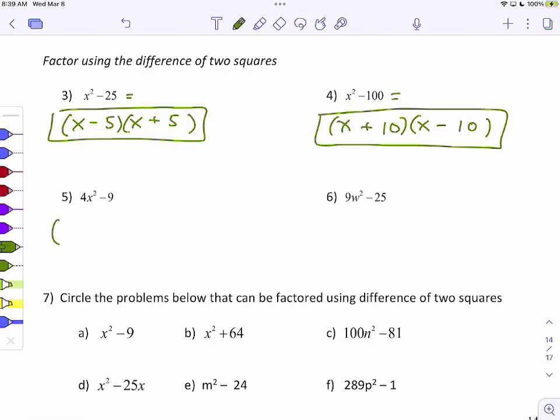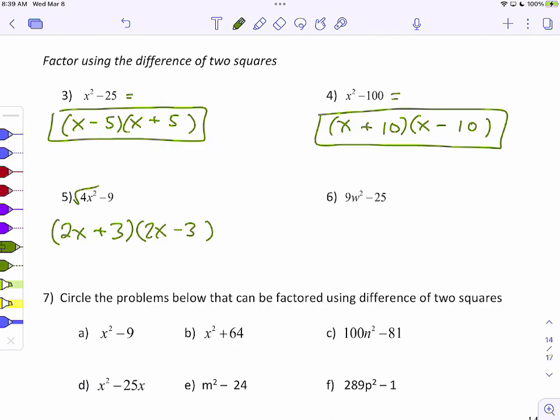The order doesn't make a difference. Anybody think they could do number 5? 5 is a little different because there's a number in front here. All right, Kay, you want to try this one? Is it 2x plus 3 in the first line and then 2x minus 3 in the second line? Yep. So you do the square root of the number 4, which is 2 and 2.